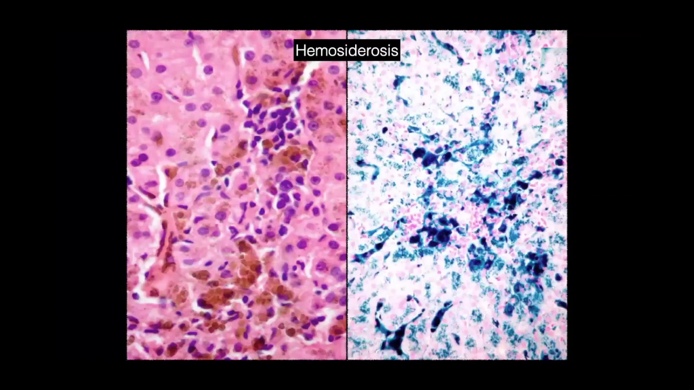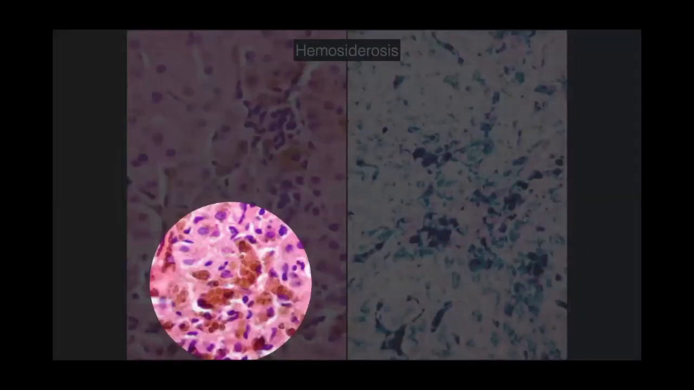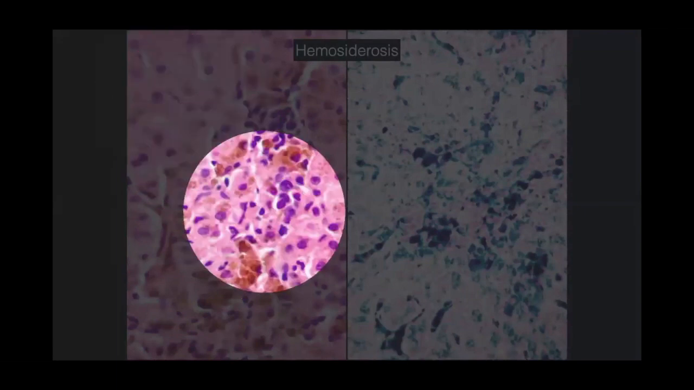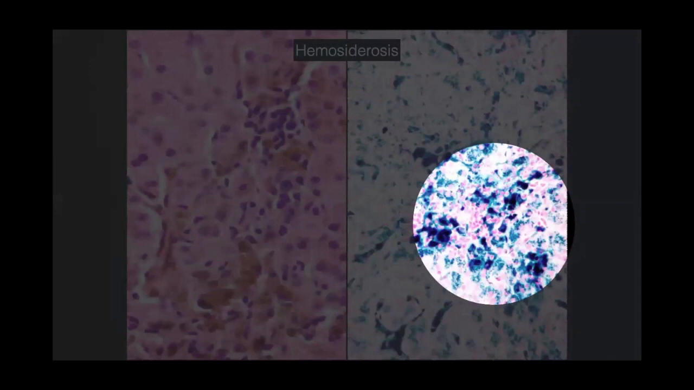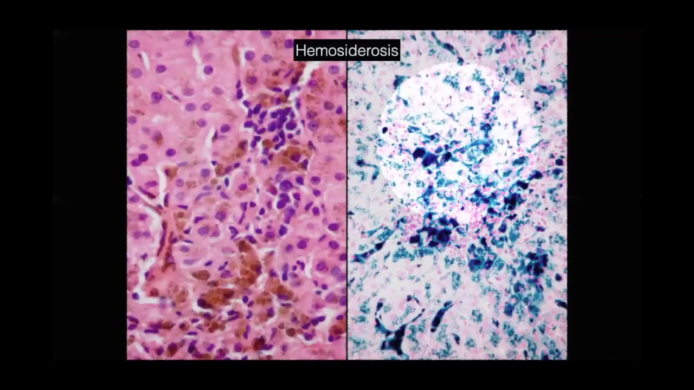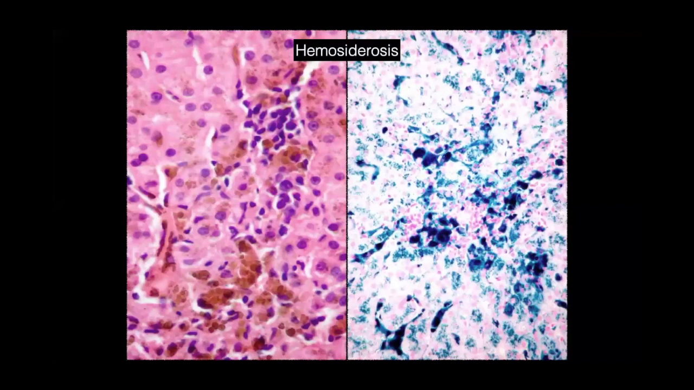You have to differentiate hemosiderosis from hemochromatosis. When the iron is seen deposited only in the Kupffer cells, not in the hepatocytes, and here Perls' stain is predominantly in the Kupffer cells, you have to think of hemosiderosis. This can be seen in patients with hemoglobinopathies when they undergo repeated blood transfusions.